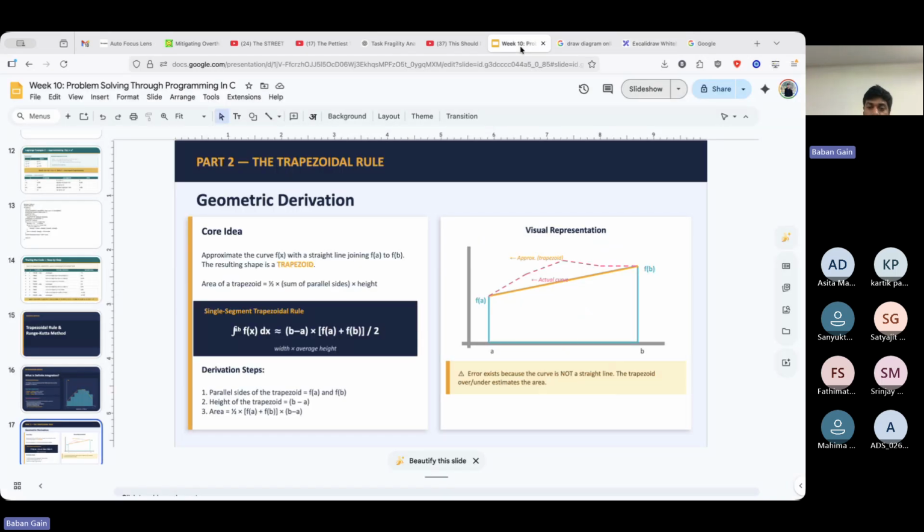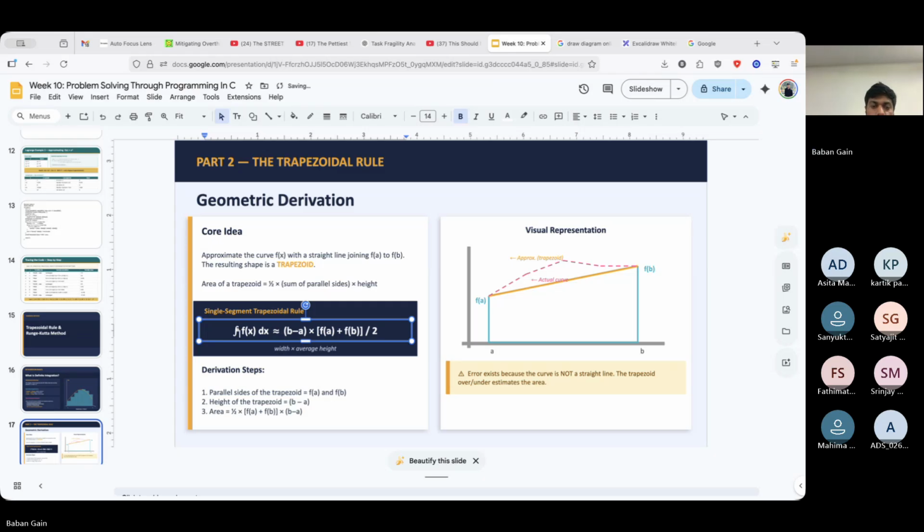Okay. So what is the formula? Here we have the integration from A to B, meaning I want to find the area between this point and this point under this curve. The formula is (B minus A), which is the distance between this and this, multiplied by f(A) plus f(B), divided by 2. f(A) means the value of y at point A, and f(B) means the value of y at point B.